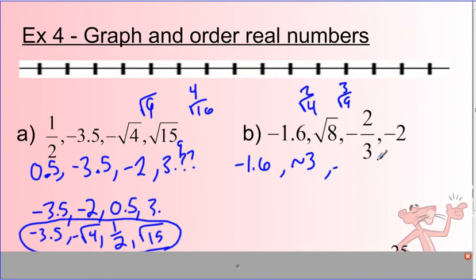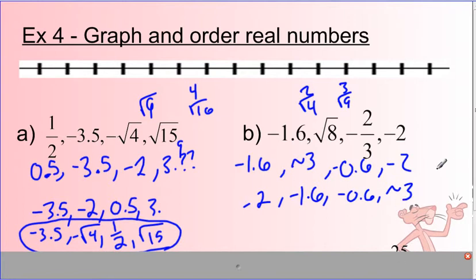Negative 2/3, that's one of those things you probably know off the top of your head. 0.6. And -2 is -2. Alright, so let's see. The most negative is this, negative 1.6. No, I lied. I didn't see that -2 out there. -2 is the most negative. Then negative 1.6. Then negative 0.6. Then the about 3.